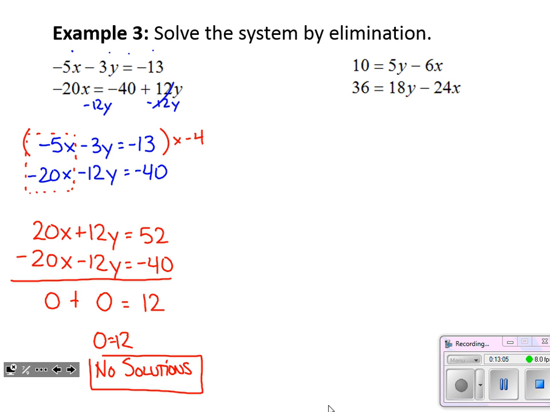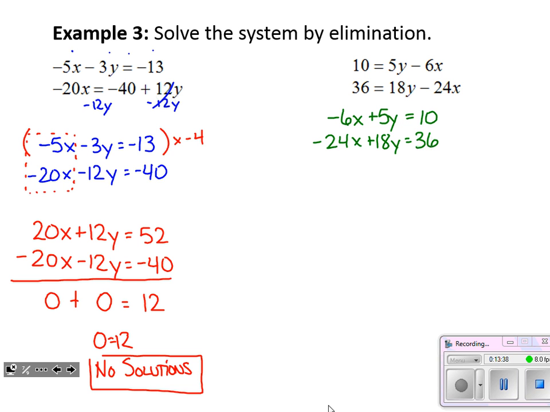All right, let's see what we can do here. Well, first, what I want to do is get it set up so my x's, y's, and numbers are in the appropriate order. So I've got a negative 6x and a positive 5y that are set equal to 10. And I didn't really have to move anything around across the equal sign. I didn't have to add an x term to both sides or anything like that. I just switched it around and put all the terms in order. Second equation, negative 24x, then a positive 18y equals 36.